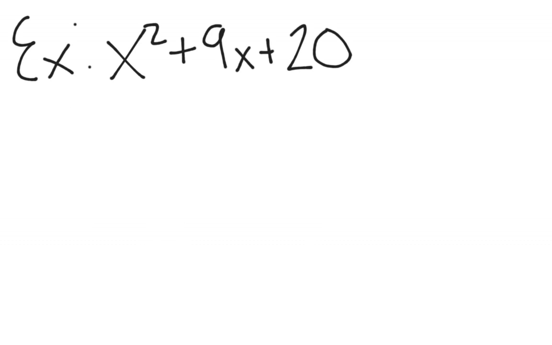So here I have a typical problem that you're going to get, and it's just a polynomial, and the only instructions are factor this polynomial. When the instructions say factor the polynomial, that tells me that I'm going to be using factoring. My first step is going to be to make a diamond problem.